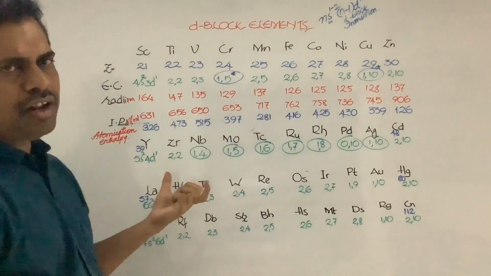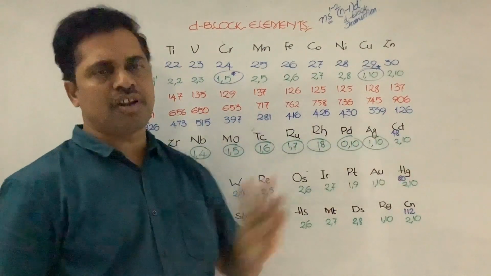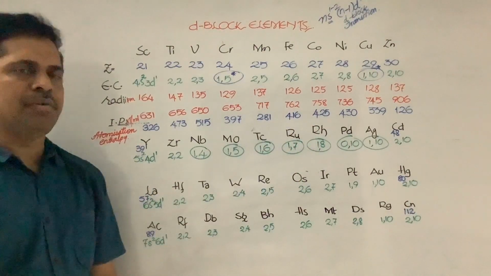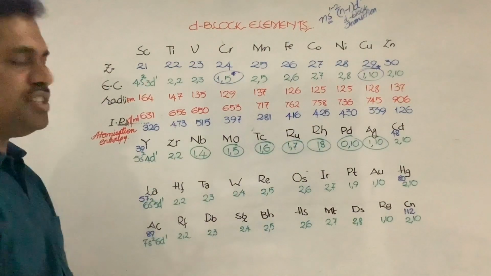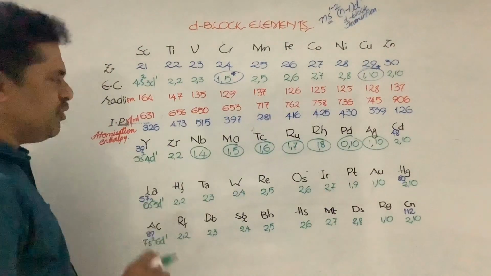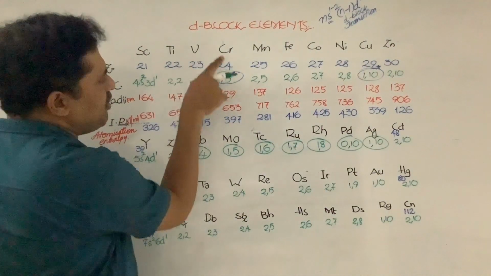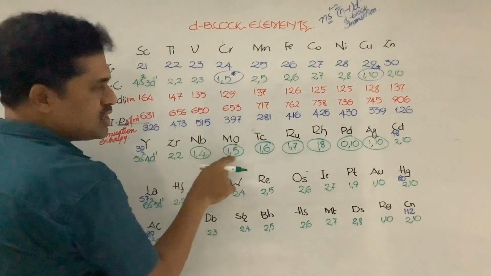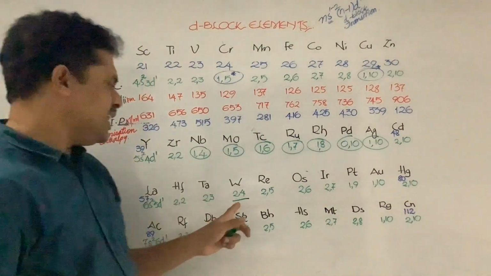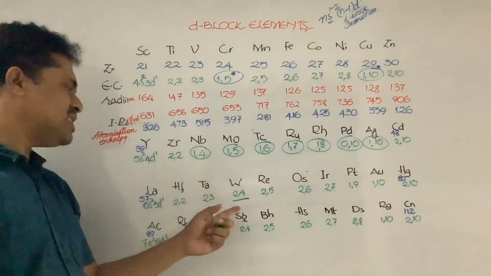So here it is better to remember that the last 1, 2 elements are common. Remaining all have 1 electron. Palladium has 0 electrons in the s orbital. If you remember like that, it will be much easier. Then lanthanum. In the lanthanum series, again a very interesting thing: chromium has the 1,5 configuration. Here also a 1,5 configuration, but here there is no anomalous electronic configuration.